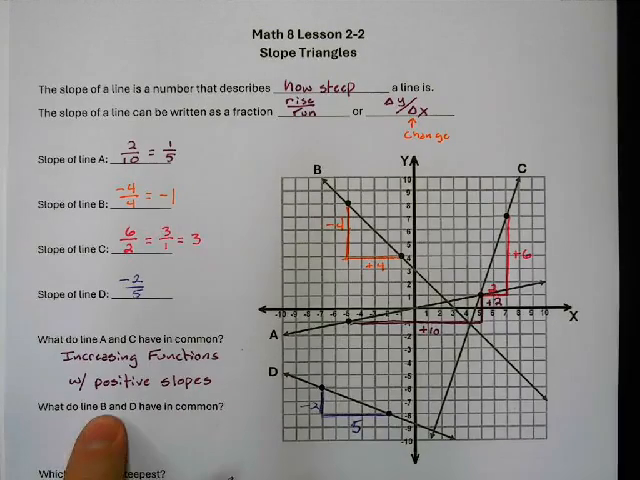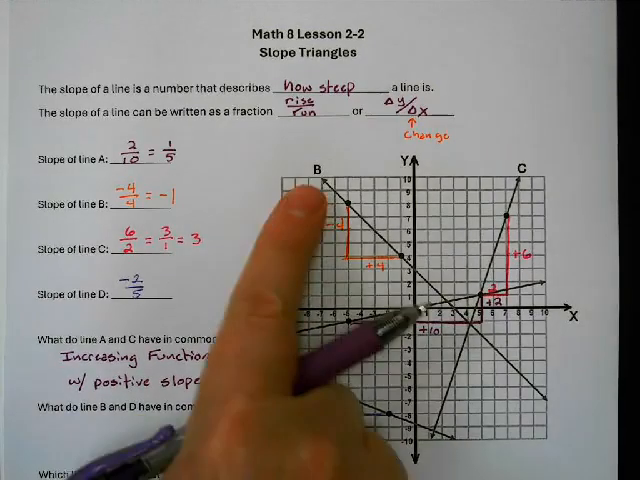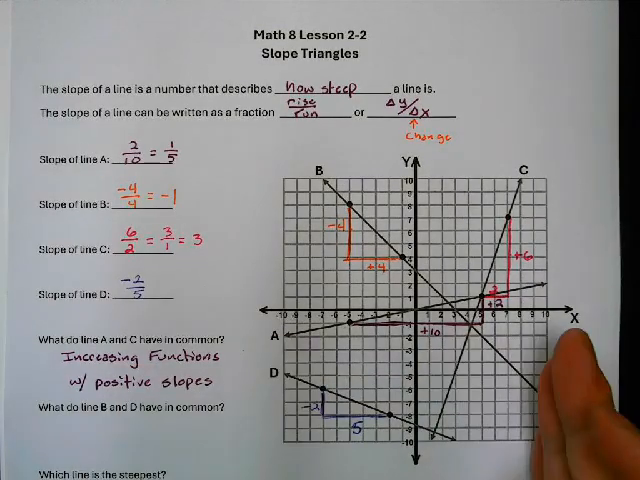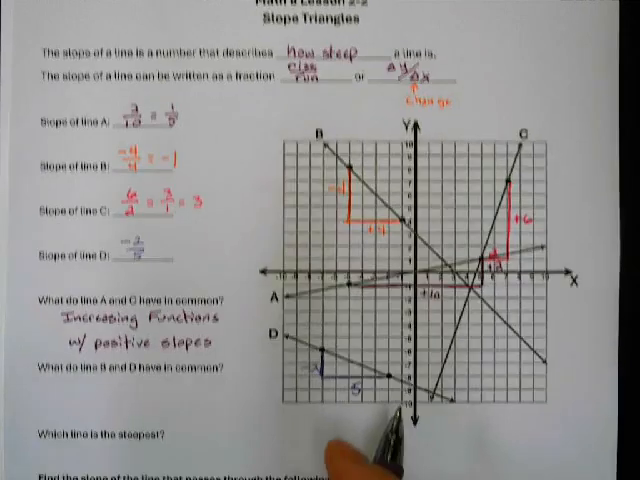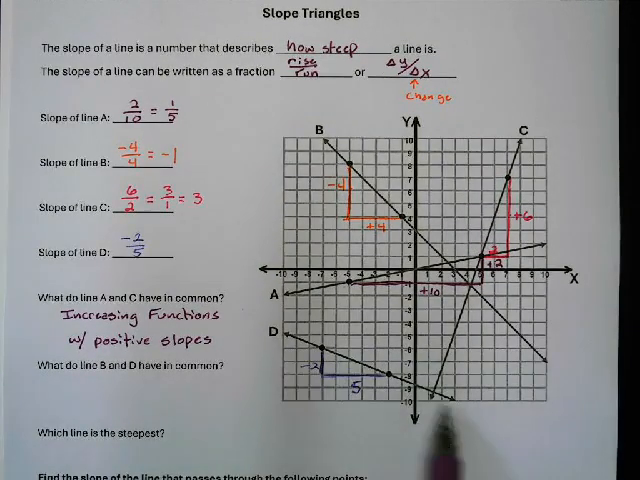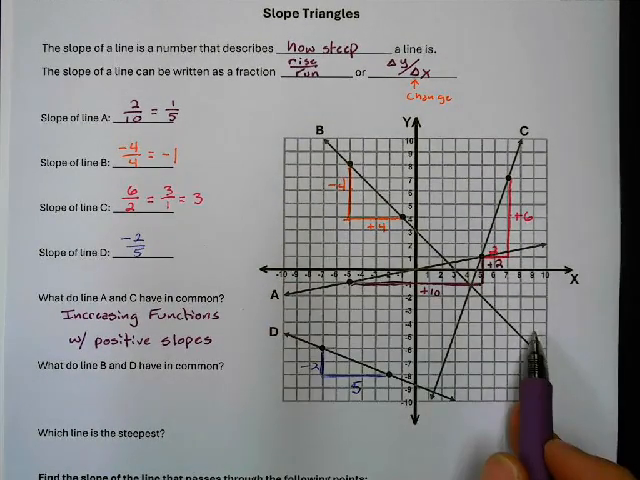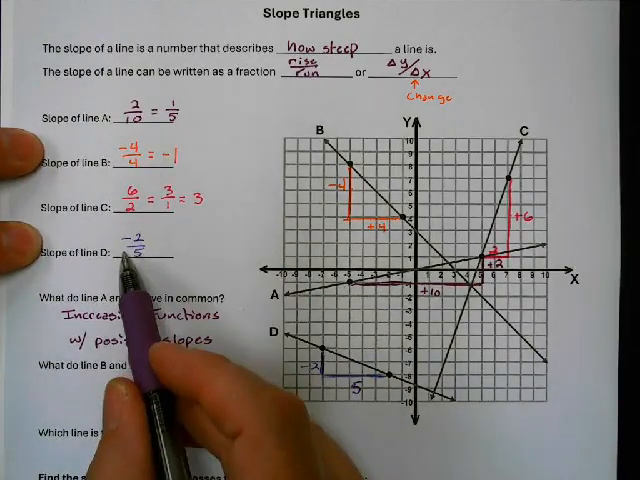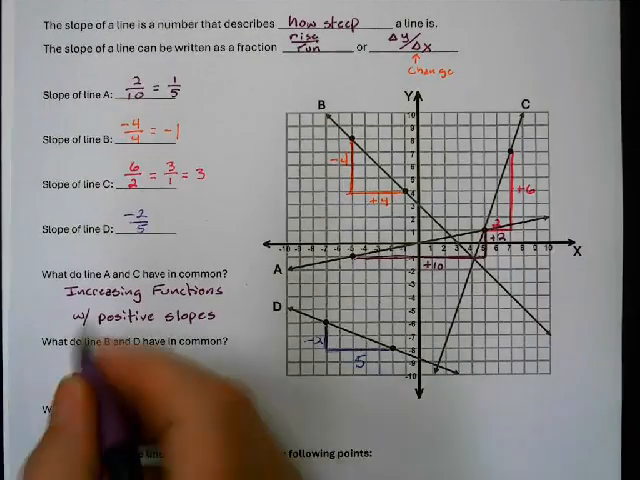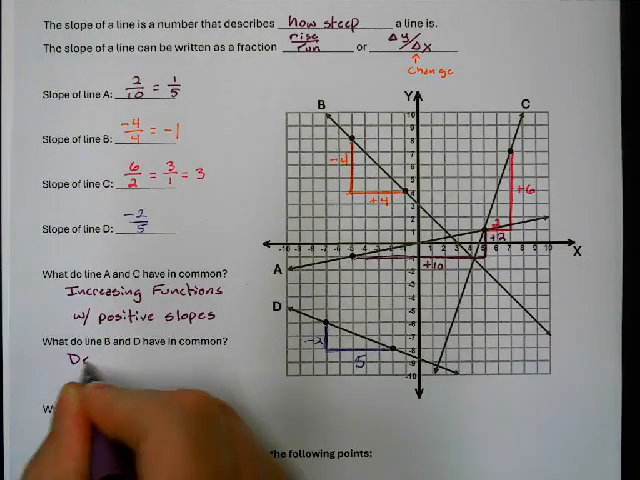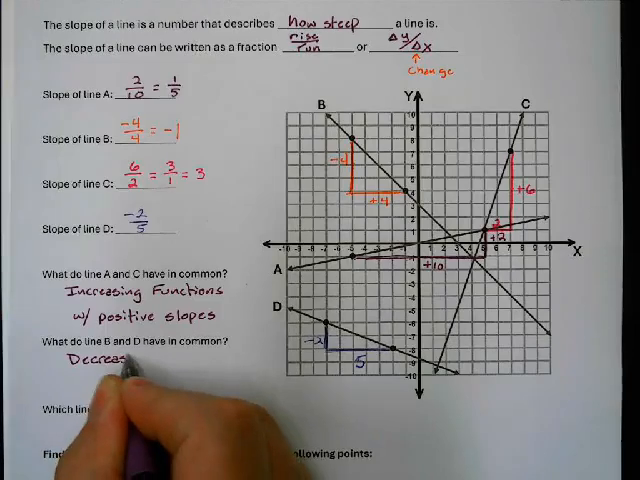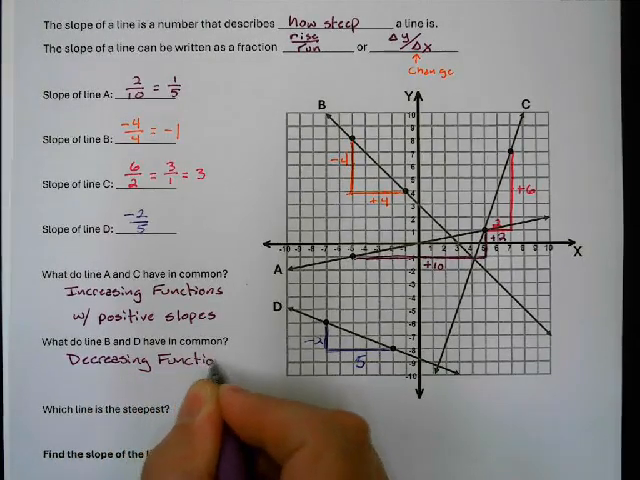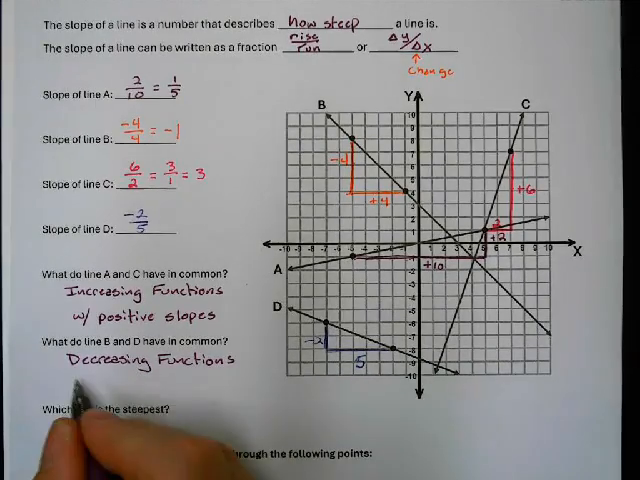What do lines B and D have in common? Well, here's B going this direction, here's D. If I'm looking at the graph from left to right, both of these graphs are decreasing, they're going down. So they're both decreasing functions, and if I look at their slopes, they are both negative. Okay, so decreasing functions, and they have negative slopes.